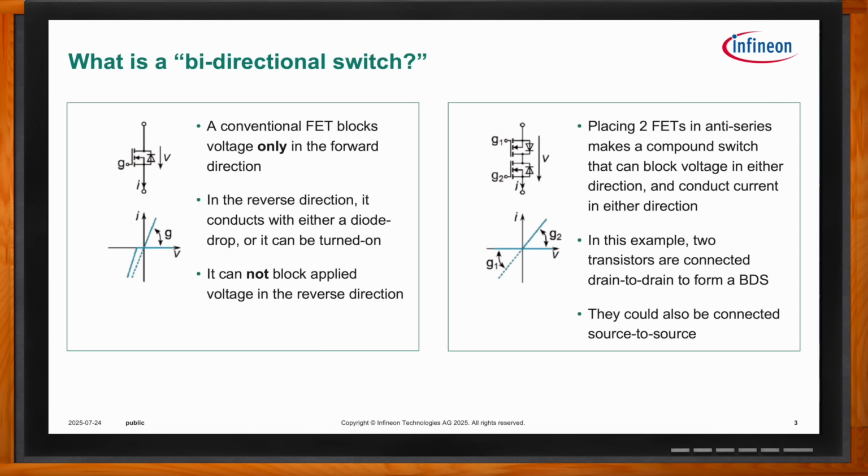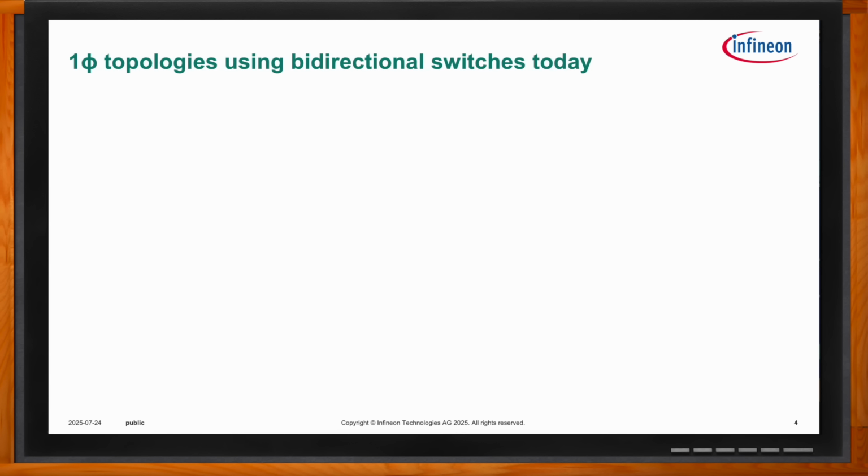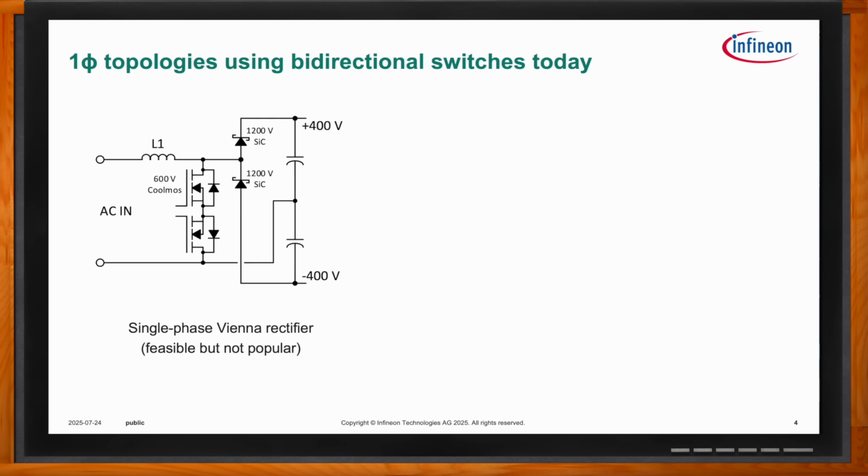Fantastic. Now, Eric, is it just theory, or are these two transistor AC switch solutions actually being used today? And for what topologies and applications? Yeah, so that's a great question. The key is the topology, because you wouldn't just take a bidirectional switch and toss it in anywhere. So let's look at single phase topologies that use the bidirectional switch today. On the left, we've got what is commonly known as a single phase Vienna rectifier. It's in use, it's in practice today.